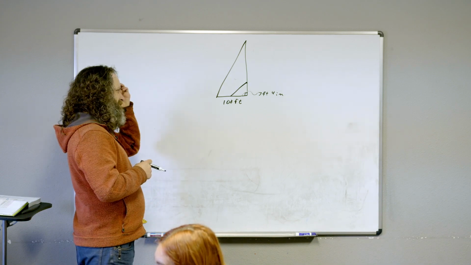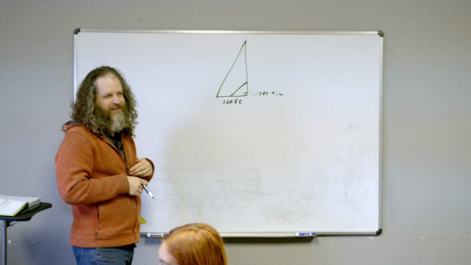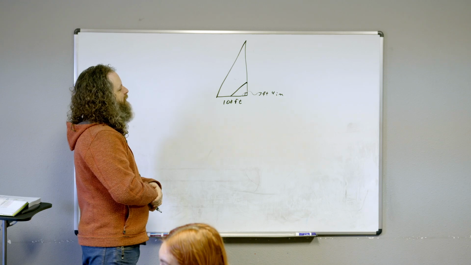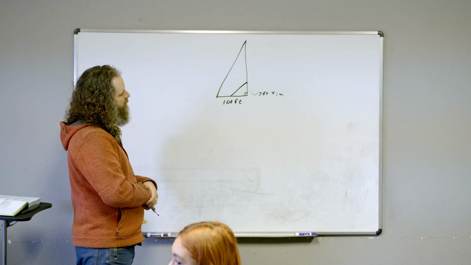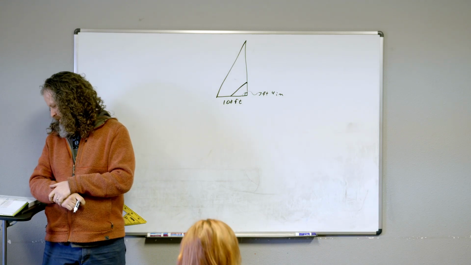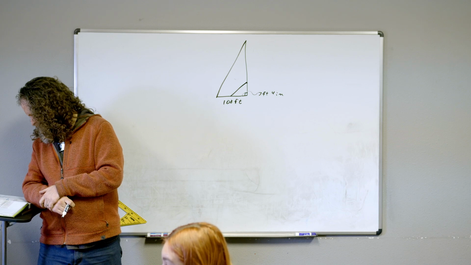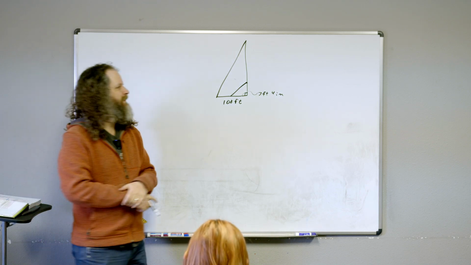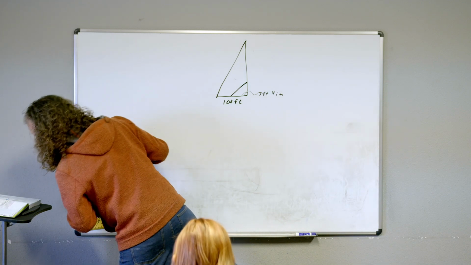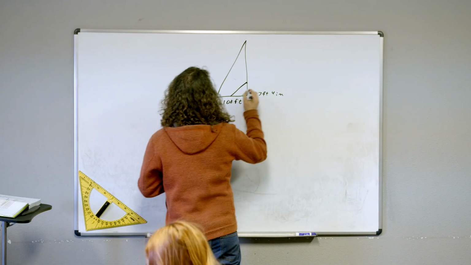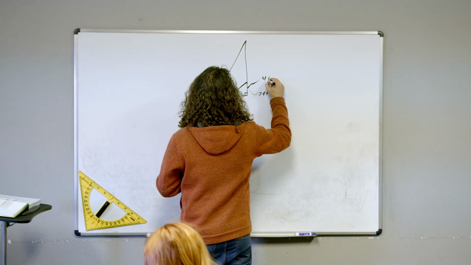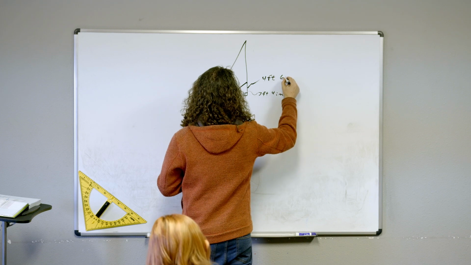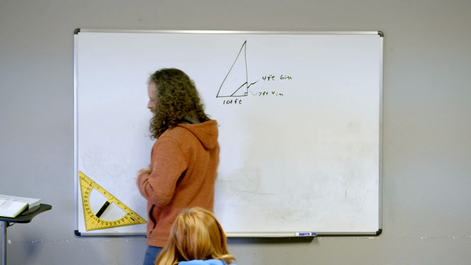Great. These are similar triangles because we said so, because they have to be, right? So, what do we need to do? I didn't write down the 4 foot 6 inches. This one is 4 feet 6 inches. Great.